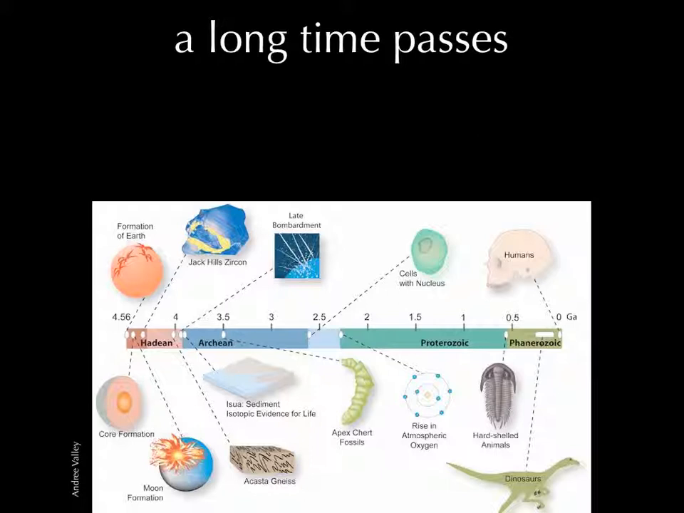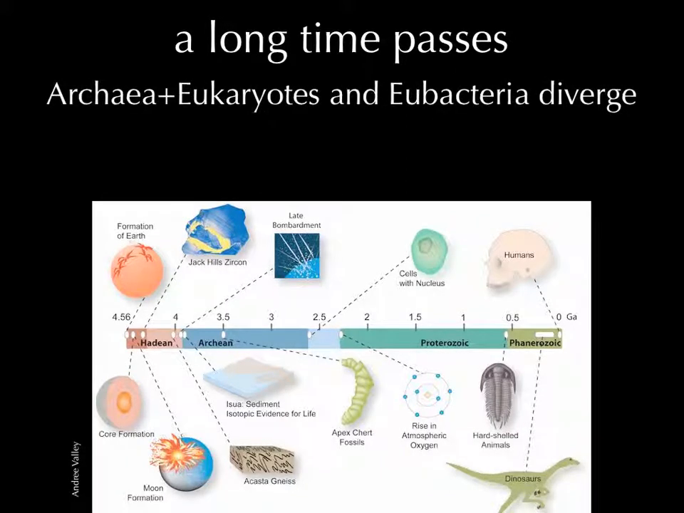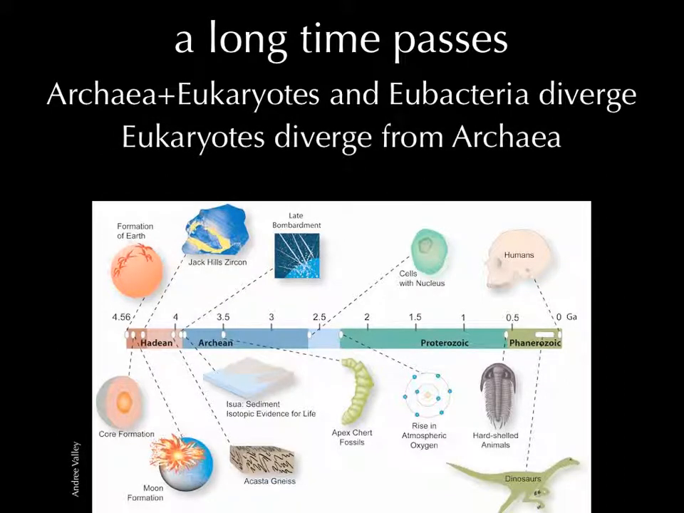One thing that's interesting is how long all this takes. Remember, the universe appears 13 billion years ago, Earth appears 4.6 billion years ago, and then we start getting a divergence of archaea and eukaryotes versus eubacteria. If you know these terms, we're going to learn them in a couple slides. And then we have eukaryotes diverging from archaea.